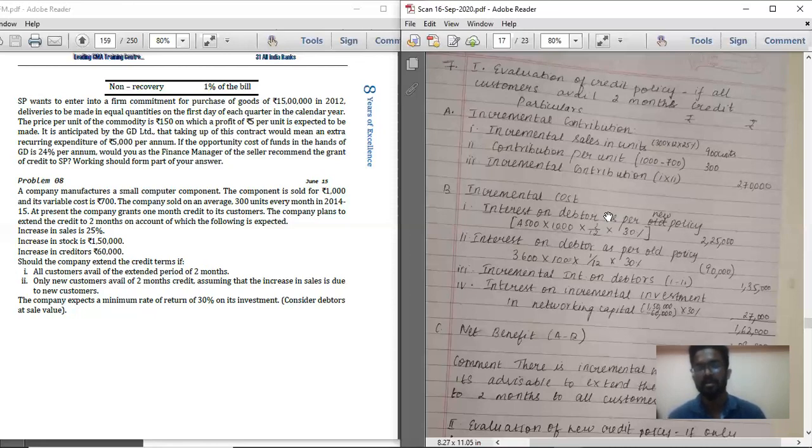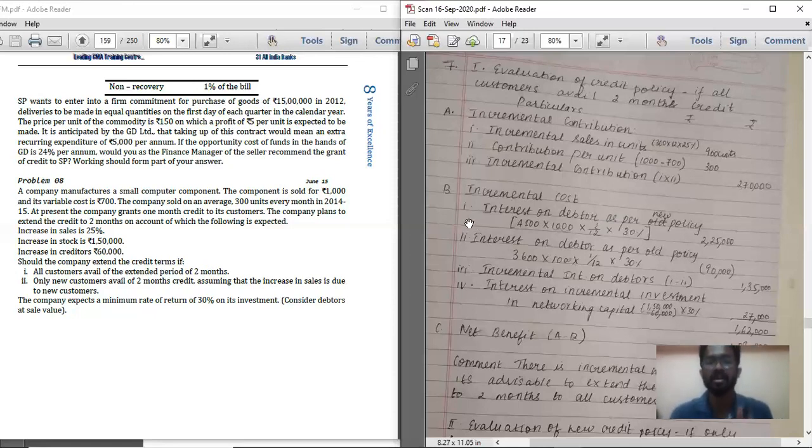Capital B, incremental cost. Like how we calculated incremental contribution by comparing the proposed and present policy, incremental cost also we can do directly. How we should do is, we should add the new interest cost and we should deduct the old interest cost. That way we can easily find the incremental cost. I'll just solve it, you will understand it.